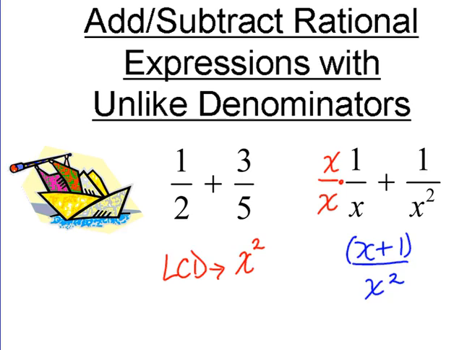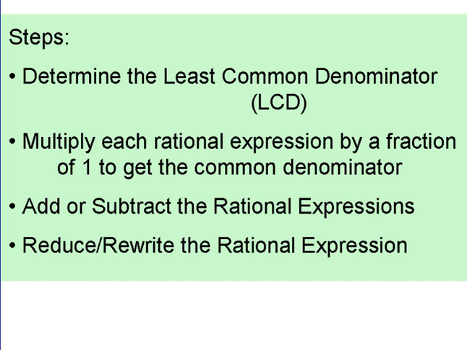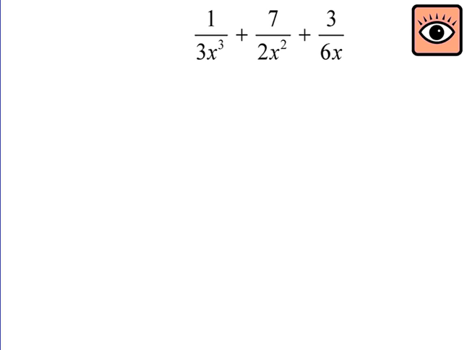So let's take a look at some steps, and this is how we're going to take a look at it. We're going to determine the least common denominator first, which is denoted by the letters LCD. We're going to multiply each rational expression by a fraction of 1 to get the common denominator. Then we're going to add or subtract the rational expressions, and when we say add or subtract, we're referring to the numerators, because we're going to keep the new denominator. And then we're going to rewrite the rational expression, which means we're basically going to simplify it as low as we can. Let's take a look at a problem here.